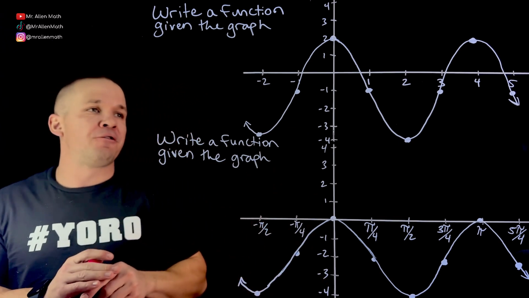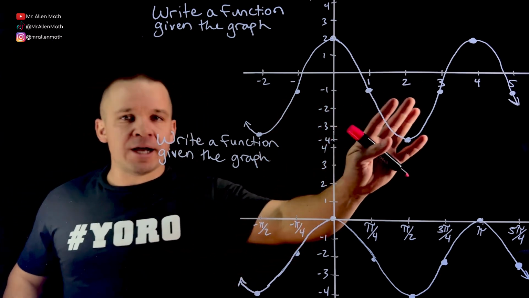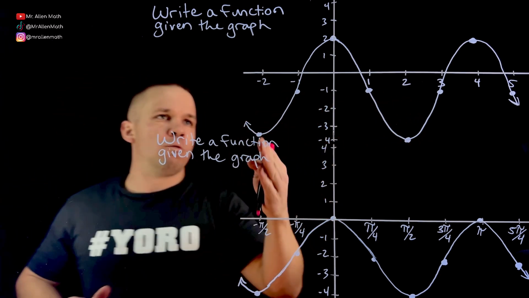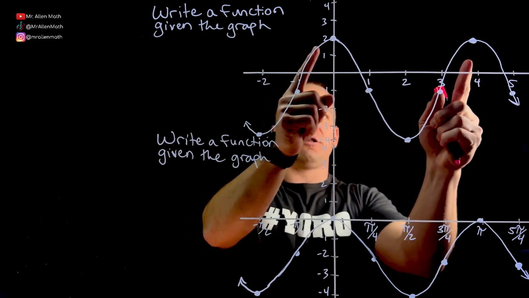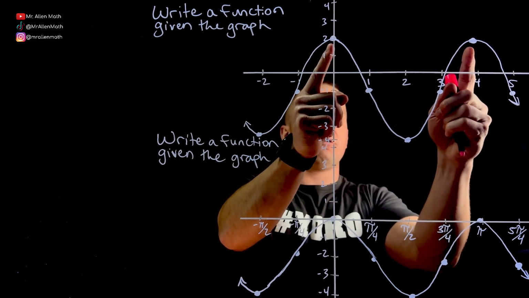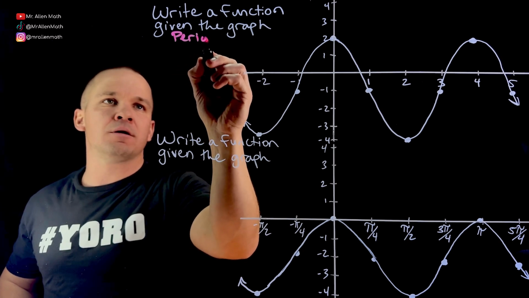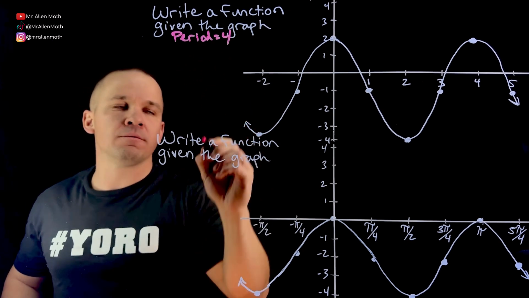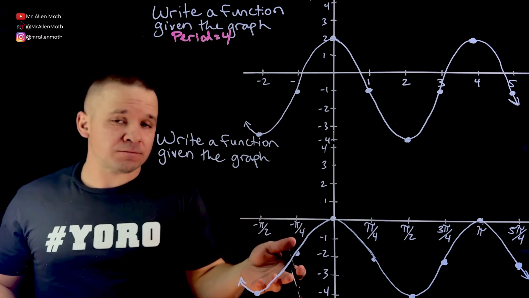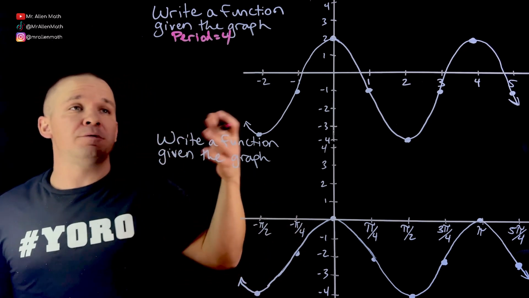All right, so first one here. I want to identify what my period is. Okay, so when does this thing repeat? I think it's easy to look for two high points here. We got from 0 to 4, so my period is 4. I'm just going to jot that down. Period is 4. Okay, and I can use that to figure out what my period multiplier should be, right?